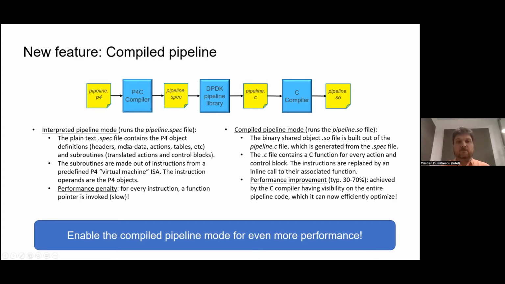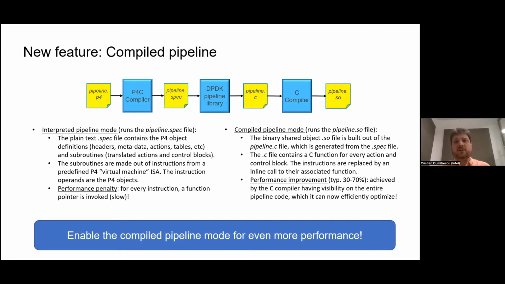And we also get subroutines, basically one function for every action and for every apply block of a control block. And these subroutines are built using instructions from a predefined ISA instruction set. We sometimes call it a P4 virtual machine ISA, right? Because these instructions are high level. They don't work with machine registers, like general purpose registers. They don't work with memory addresses. They simply work with P4 objects.